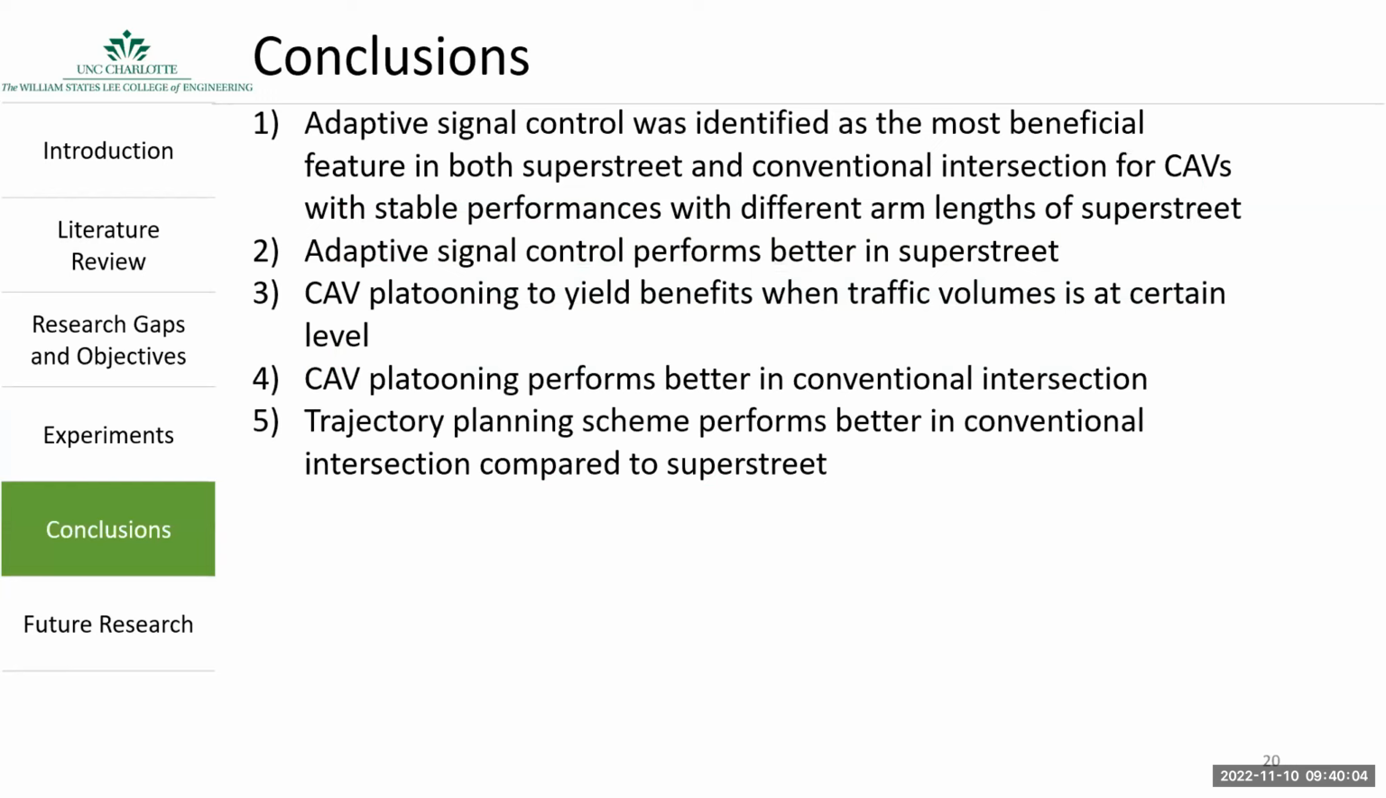And so from these results, we can get our conclusions. Adaptive signal control was identified as the most beneficial feature in both the Superstreet and the conventional intersection, and it performs better in the Superstreet. CAV platooning can yield benefit when traffic volume is at a certain level, and platooning performs better in the conventional intersection. Trajectory planning also performs better in the conventional intersection compared to the Superstreet.